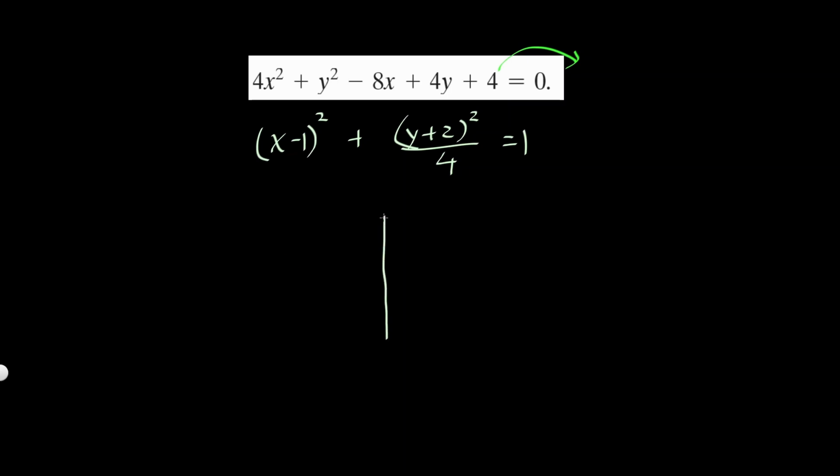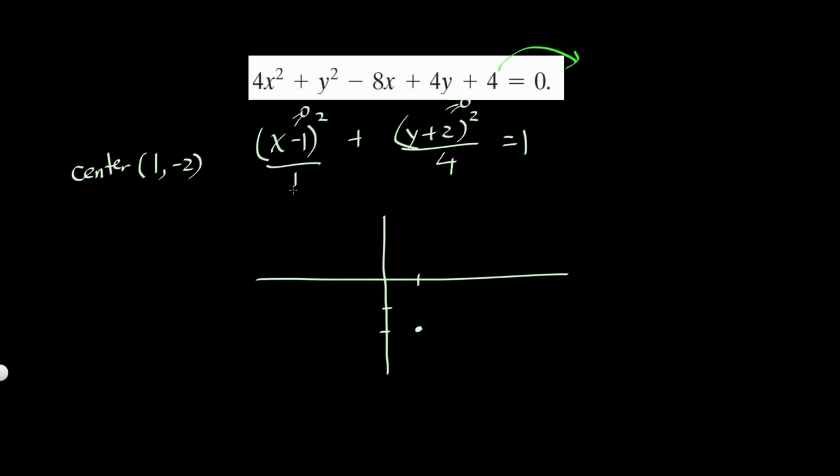So the center from here is going to be (1, negative 2). Okay, so (1, negative 2), that's the center. So let me label that. Center will be (1, negative 2). Now what's underneath the x value here? It's 1. So you're going to go left and right 1 unit. That's 2, that's 1. That's negative 1, negative 2. Now what's underneath y there? It's 4, so square root that, it's going to be 2. So you're going to go up 2, because it's underneath y, and down 2.